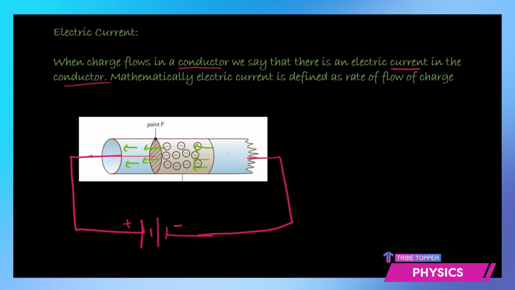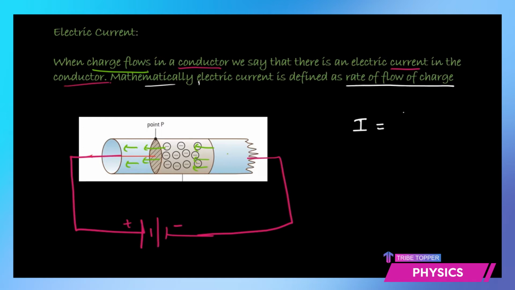So basically it is the motion of electrons or any other charge, like in the case of a battery or electrolytes, where there are ions which are flowing. Whenever there is a flow of charge in a conductor, the current is said to be flowing. Now, mathematically, electric current is the rate of flow of charge. It's not just the charge flowing that matters, it's how much charge flows in a given time that is current.